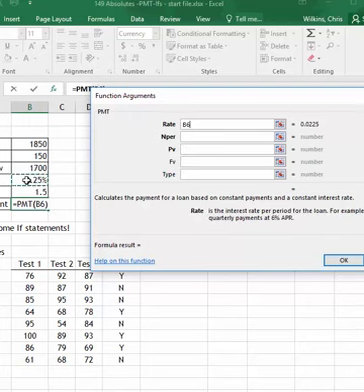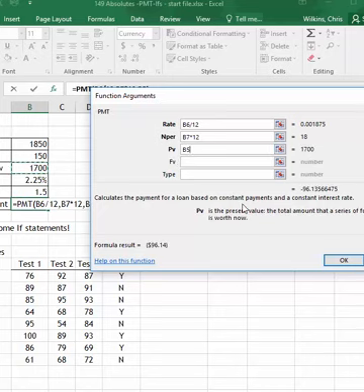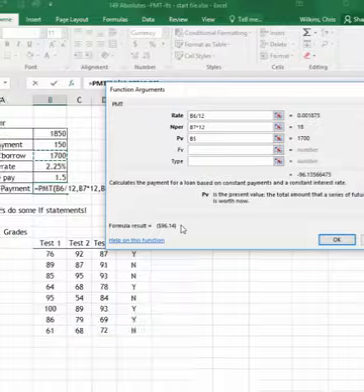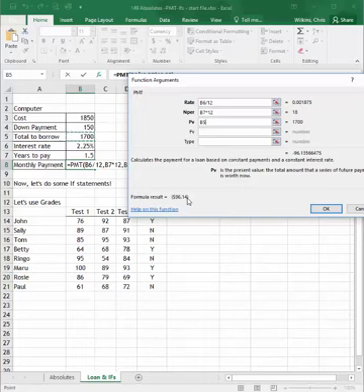So our rate is B6 divided by 12, because we pay every month. And our NPER is the number of years times 12, because we pay every month. And our PV is our present value. Now, the nice thing about this is we get an answer when we're in the function box before we even hit enter. And we can see it's a negative number, negative $96.14. And if I want that to show as a positive value, I can say negative B5, and then it shows up as a positive value.